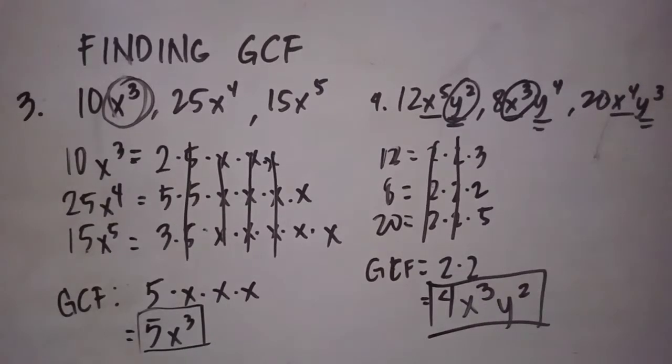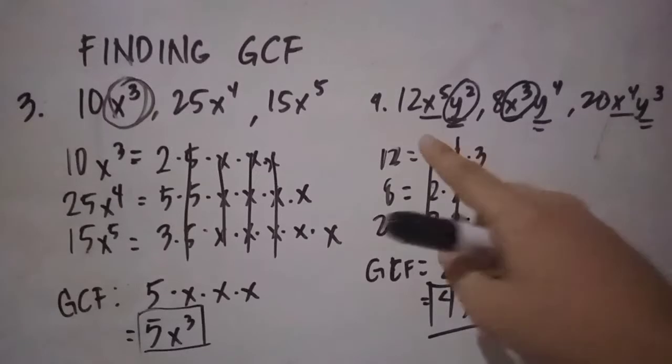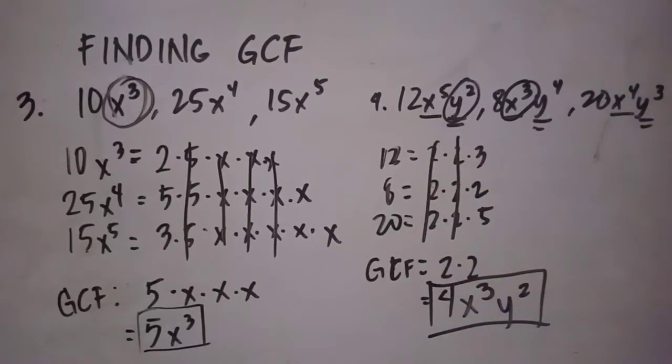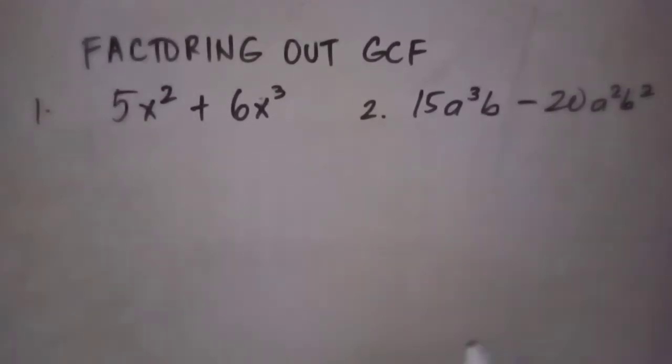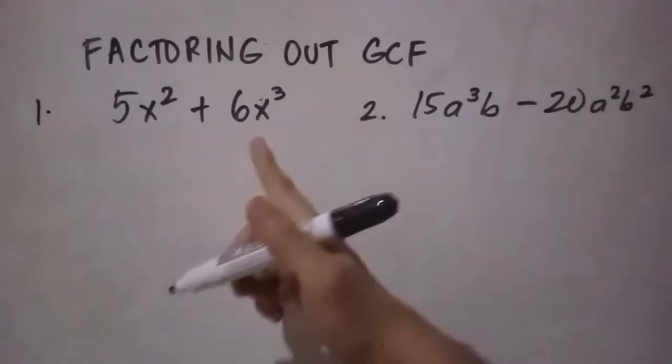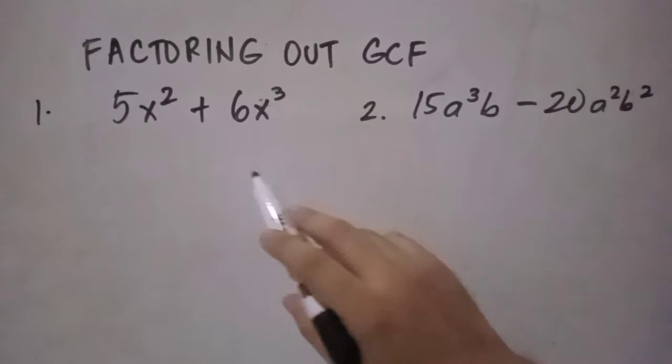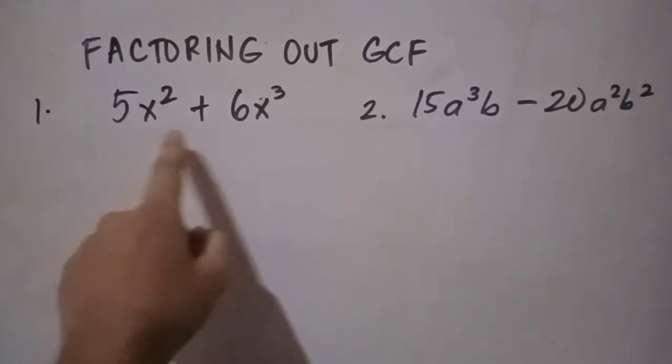Okay? So, ganun lang po ang paghanap ng GCF or greatest common monomial factor ng set of monomials. Okay? So, proceed tayo sa next part, which is kung paano natin i-factor out yung GCF ng terms ng polynomial. Okay, so sa second part, i-factor out natin yung GCF ng terms ng polynomial expression. Okay, so umpisa natin sa 5x squared plus 6x cubed. So, the first step is kukunin mo muna yung GCF ng lahat ng terms sa given expression.